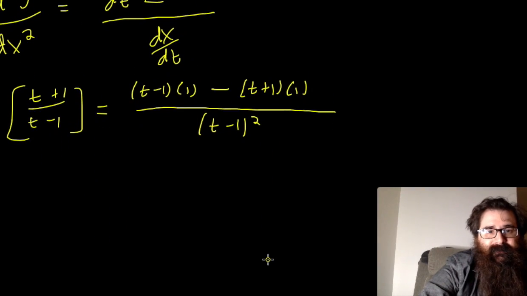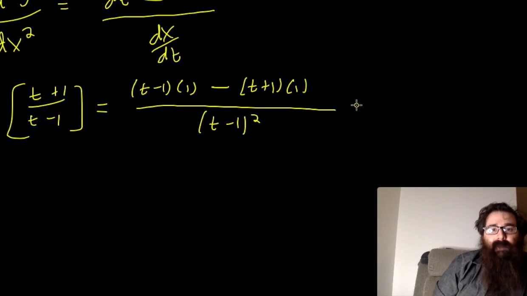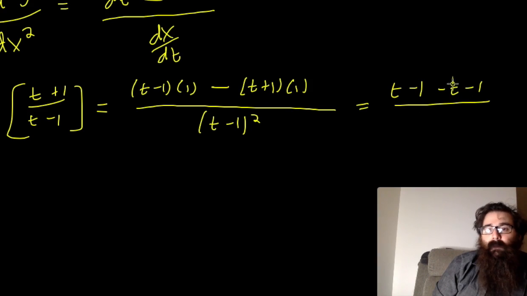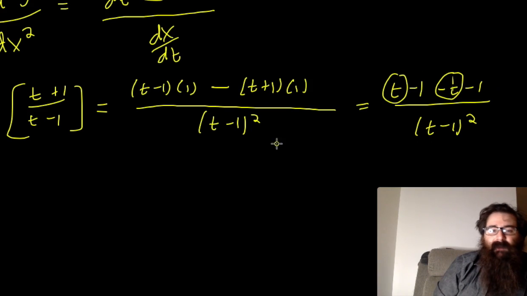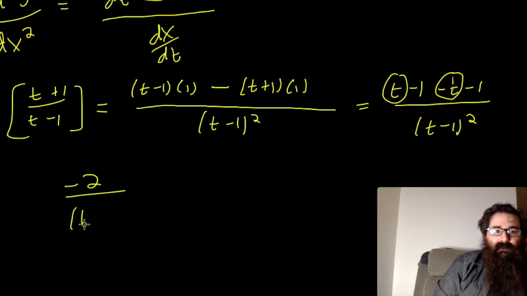And I can clean this up. Multiplying by 1 doesn't really do much. I can distribute the subtraction in the numerator. I get t minus 1 minus t minus 1, all over (t minus 1) squared. The t minus t is going to cancel. I'm left with negative 1 minus 1. So here I get negative 2 over (t minus 1) squared.